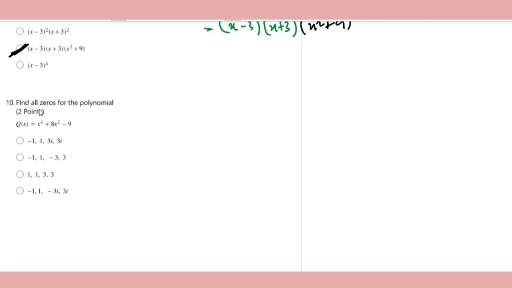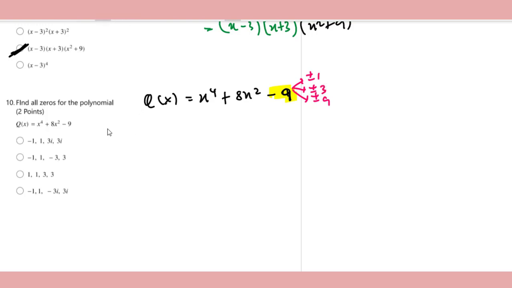Number 10, find all the zeros for the polynomial Q(x) equals x to the power 4 plus 8x squared minus 9. Find all the zeros. Same as the previous question, you need to substitute to find the first zero, using the constant. You can take either plus minus 1, plus minus 3, or plus minus 9. Try to choose one.